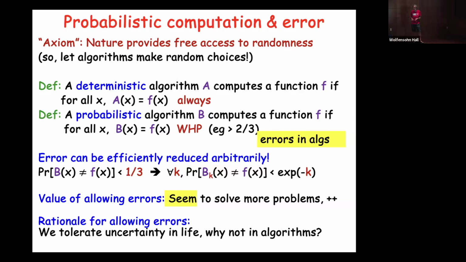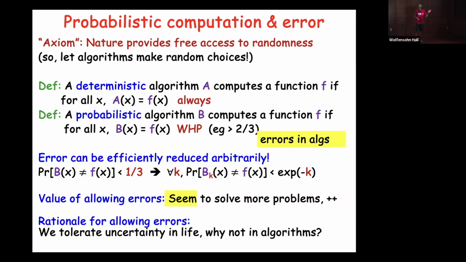I think we all tolerate uncertainty in life. We cross a street. We are not absolutely sure we'll get to the other side. There's some element of uncertainty there, which we cannot reduce arbitrarily. Anyway, why not in algorithms? So good. So these are errors in algorithms.